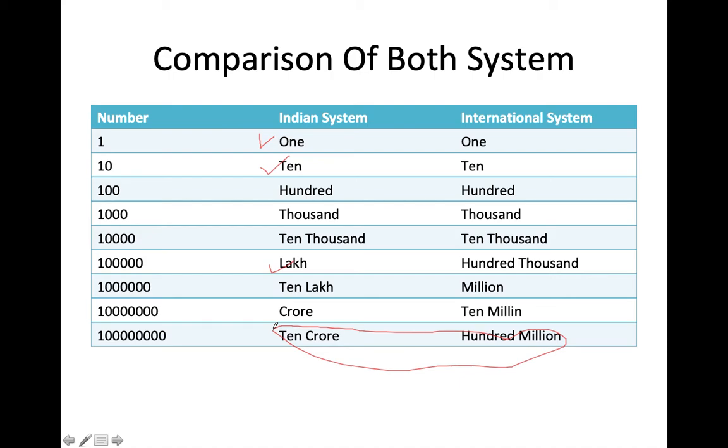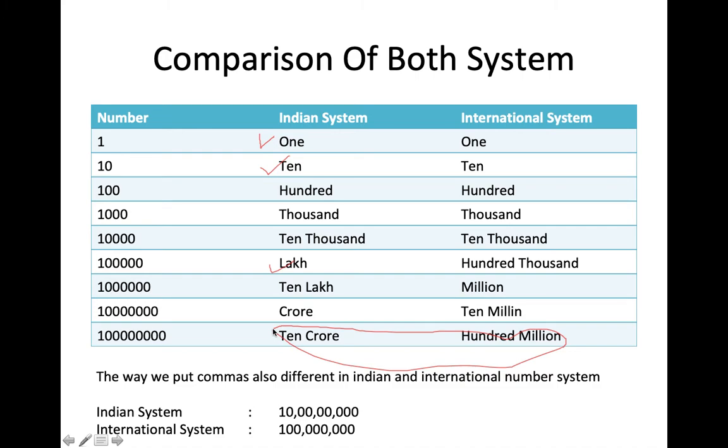Now one more thing, that is a difference between the Indian system and the international system, that is the way we place commas in a number. In the Indian system we place the first comma after three digits from the right, and then after every two digits. But in the international system, we place a comma after three digits, again three digits, and again three digits. We need to place them from right to left.